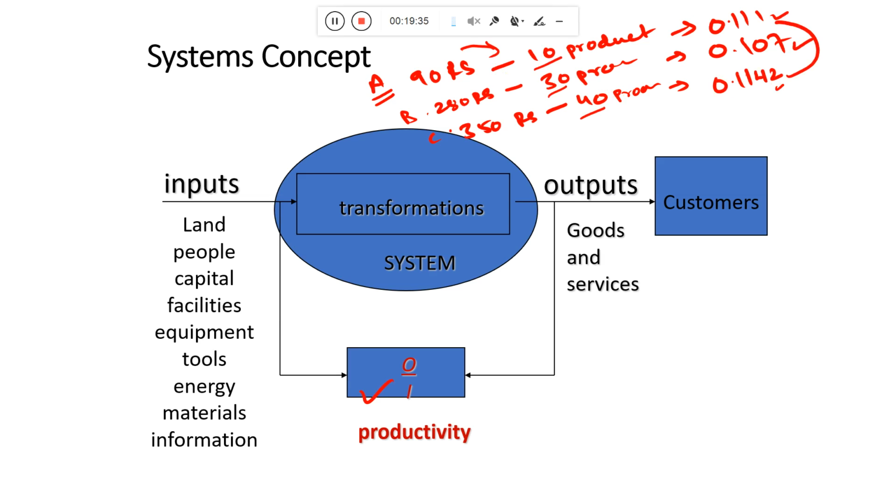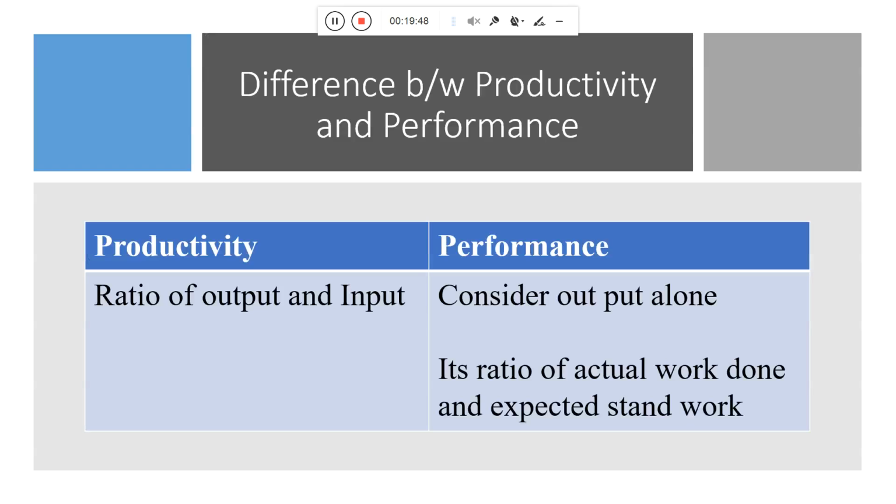So please keep in mind, if you increase the production of any plant, it does not mean their productivity is also improved. Okay, so you need to identify, then only you need to tell. So the next point is the difference between the production and performance.